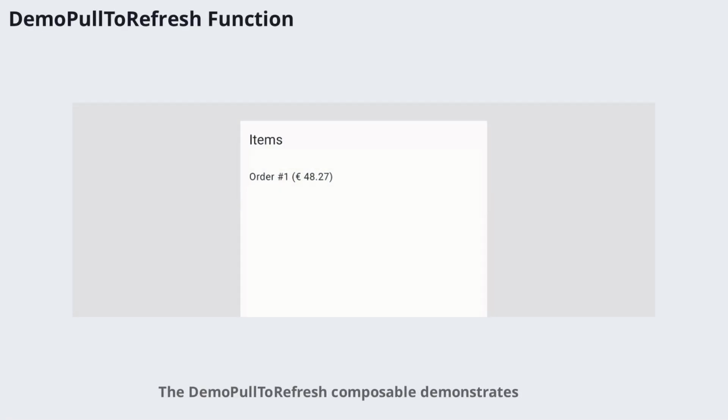Demo Pull to Refresh Composable demonstrates a simple pull to refresh implementation. It uses a mutable list of items and a refreshing state variable. When the user pulls down, a coroutine adds a new item to the list and resets the refreshing state. This example highlights how easy it is to integrate pull to refresh with Compose's state management and coroutine support.